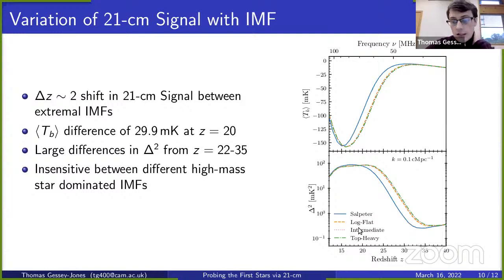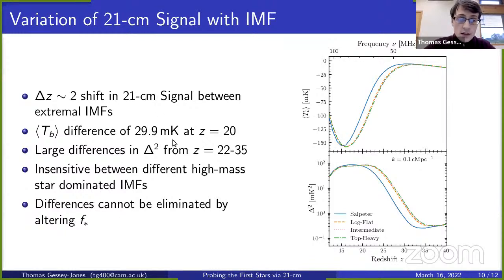But when we look at the other two IMFs, the log-flat and the intermediate, they seem to basically match the top-heavy. And it was something that we found in general, that IMFs where the majority of the solar mass was in the higher mass stars all seem to produce more or less the same 21 centimeter signal, sort of a generic high mass solution.